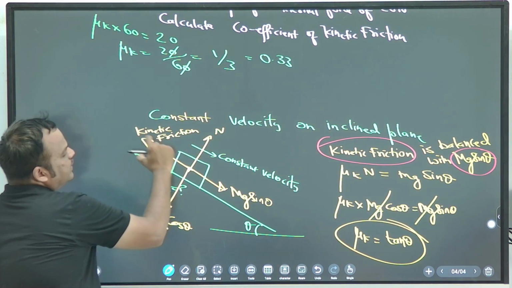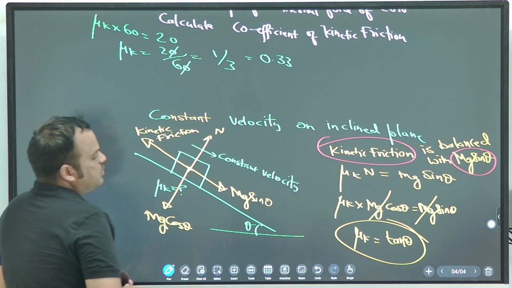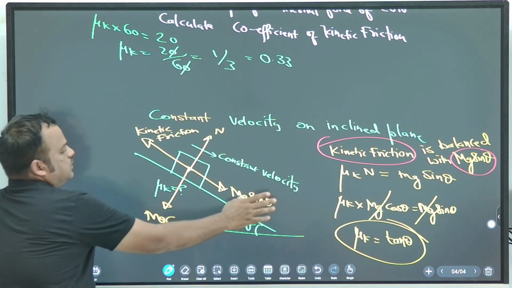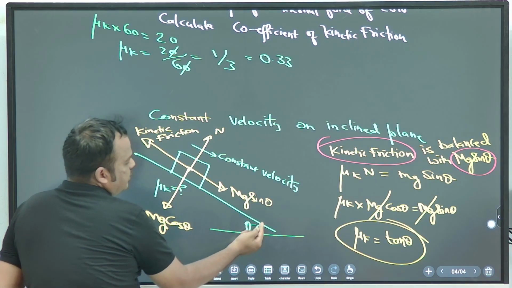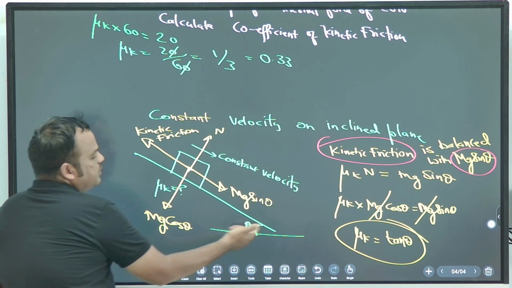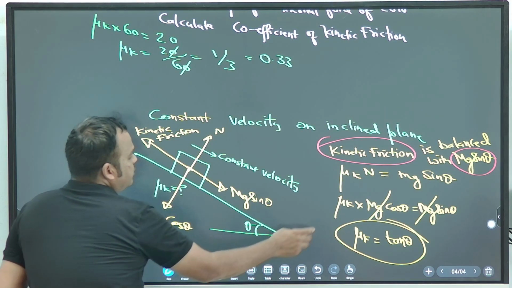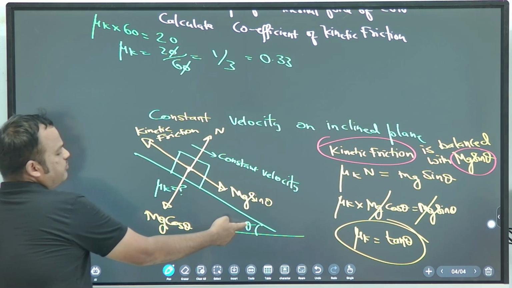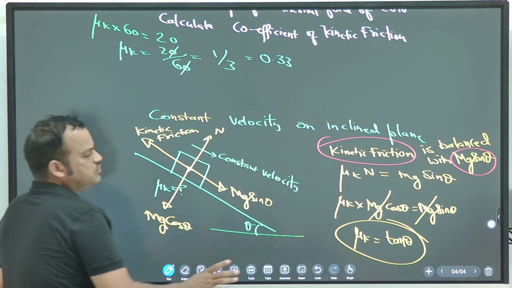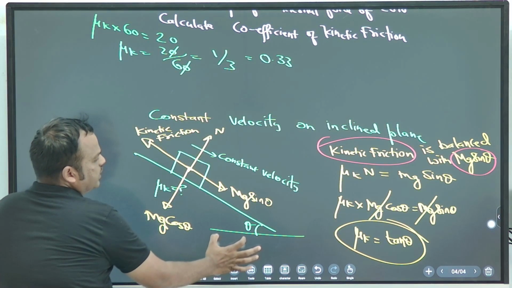So the block is sliding with constant velocity, so mu k is tan theta. If theta is 30 degrees, it is 1 by root 3. Theta is 60 degrees, so root 3. Theta is 37, so 3 by 4. Theta is 53, 4 by 3. Theta is 45, 1. Correct? Tan theta. So mu k is tan theta.